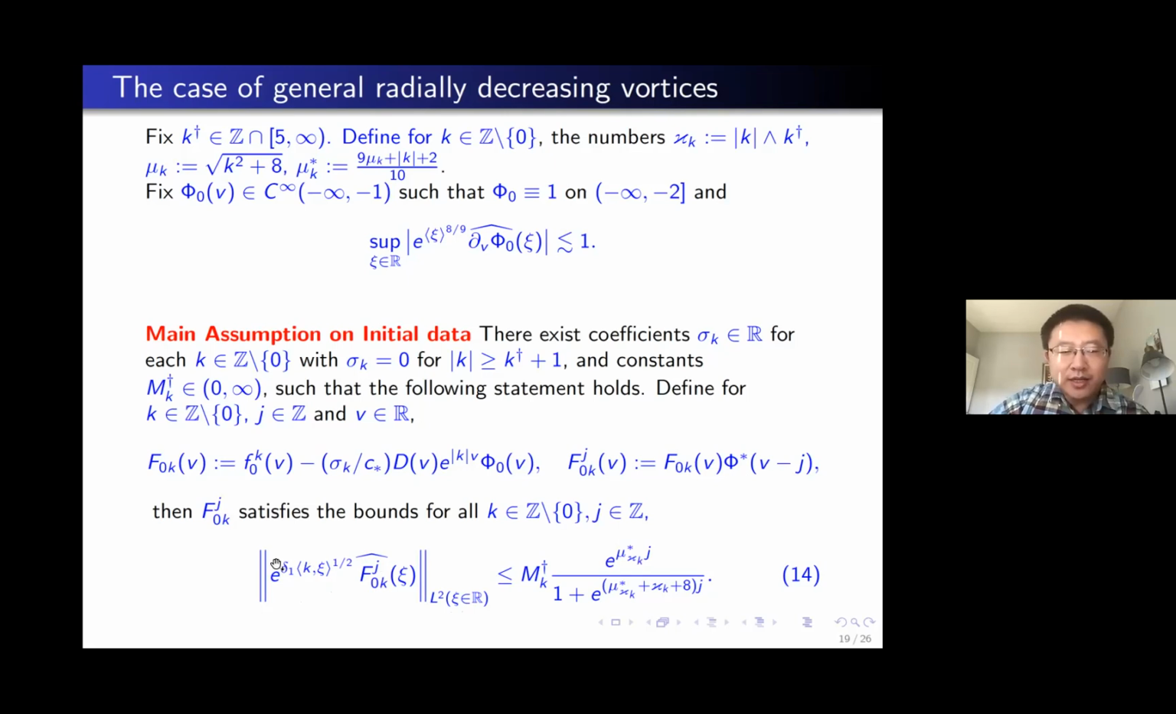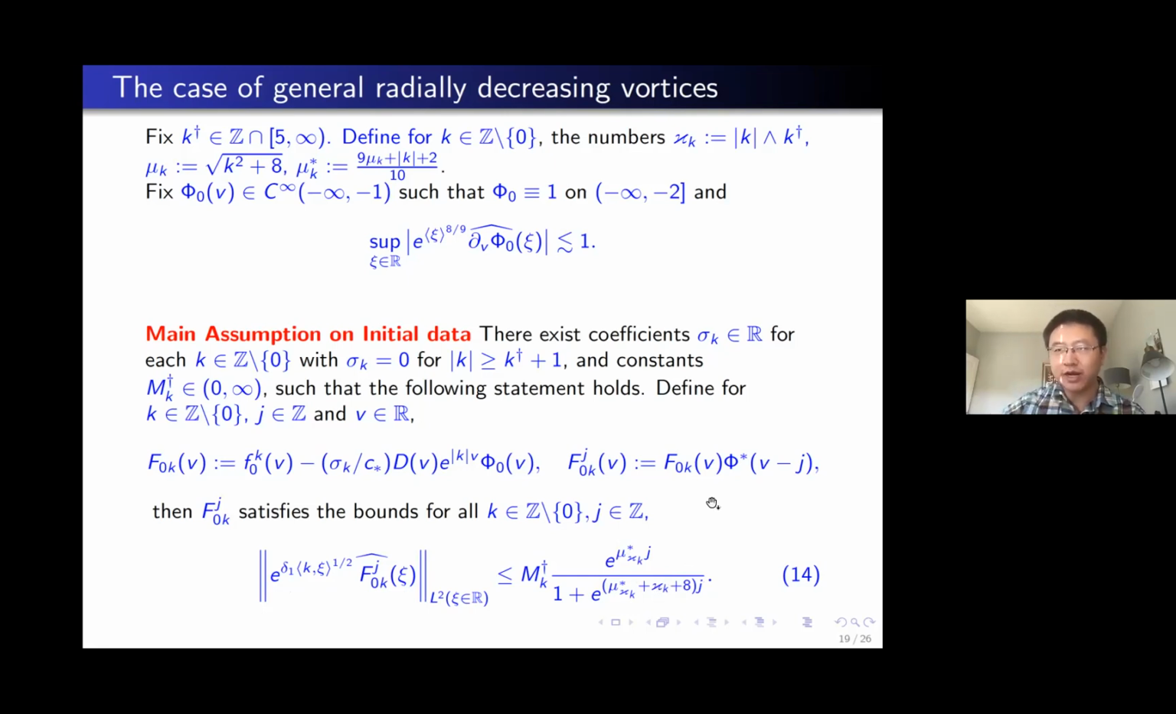The choice of the weight is dictated by the nonlinear application, because in a nonlinear problem, this is exactly the weight we use to measure the regularity. That's why, because we want to apply to the nonlinear problem, we insist on a very precise weight here. So this is Gevrey regular, and it's also bounded by this factor, which encodes the physical space decay. Basically, it says that as J goes to minus infinity, it decays like e to the mu kappa k star J, and as J goes to positive infinity, it decays like e to the minus k kappa k plus 8.